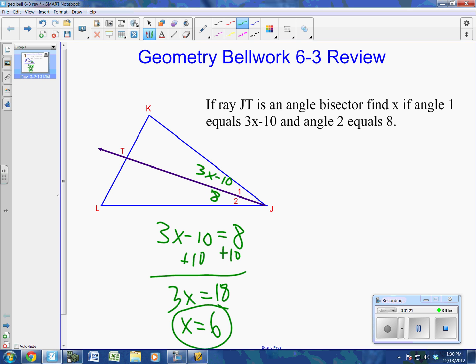Now, did we answer the question? What did it ask us to find? X. Did we find x? Yeah. What if it asks us to find the angle? Well, we already know the angle's 8, right?